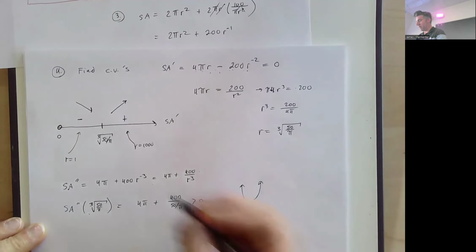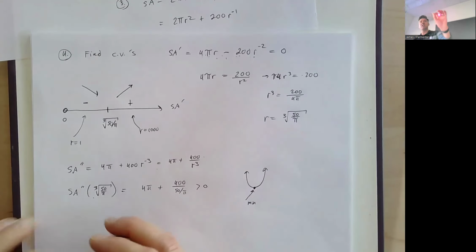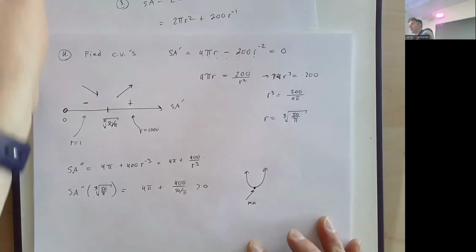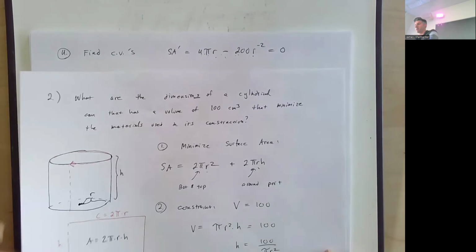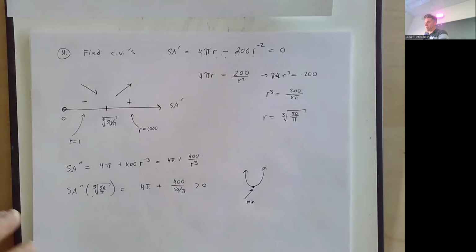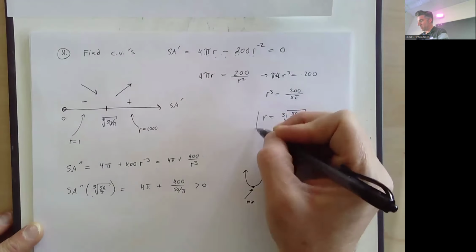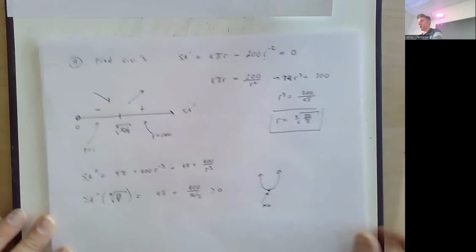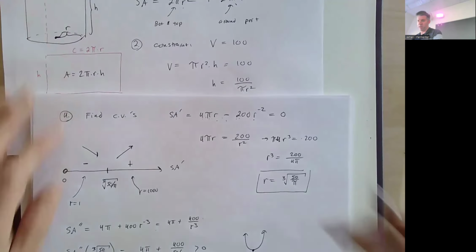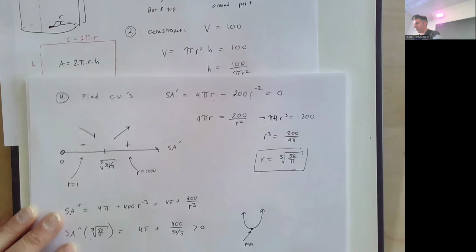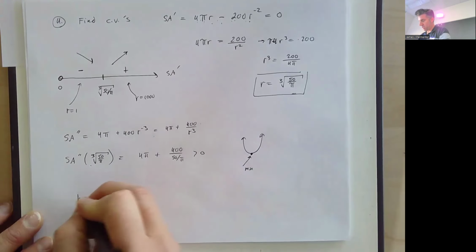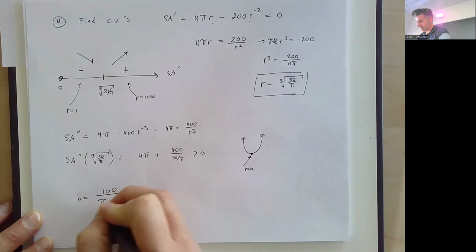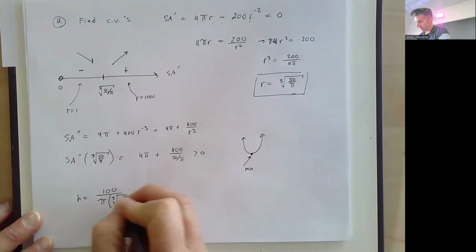So here we definitely have a minimum. We still have to finish the problem because the problem said, what are the dimensions of the cylindrical can that has this volume and minimum surface area? So we found the radius. We still need to find the height. So we go back, we look at the place where we wrote the height equation, which is 100 over pi r squared, and we plug r in there. So the height is going to be 100 divided by pi times the cube root of 50 over pi squared.